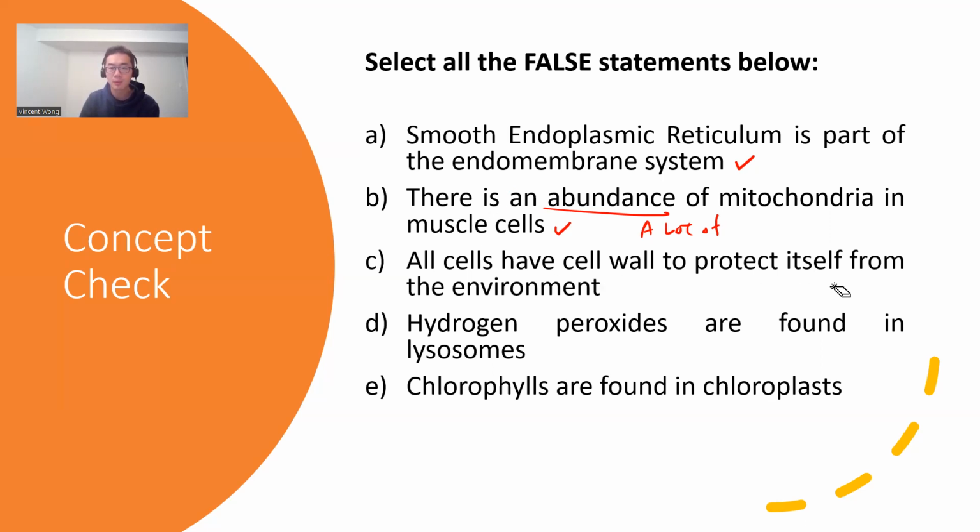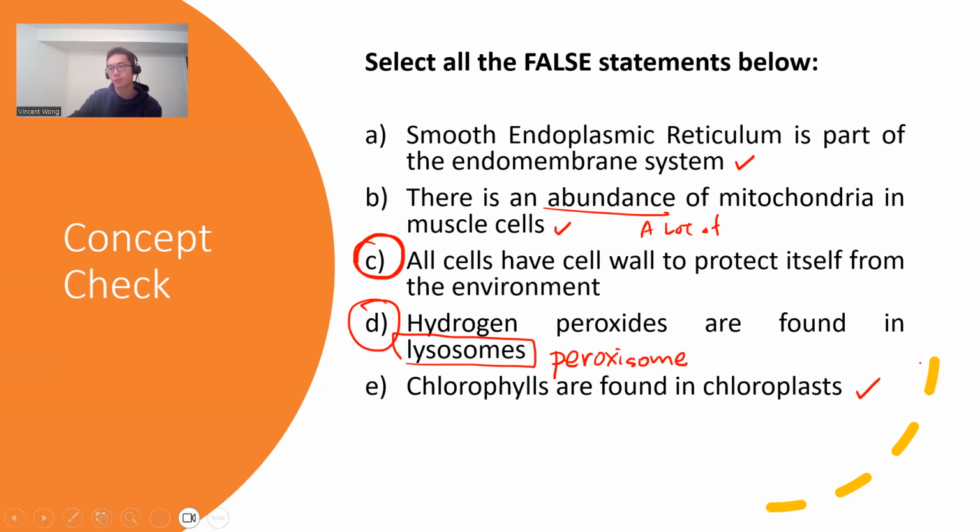All cells have cell walls to protect themselves from the environment. That is not true. Do we have cell walls? Absolutely not. Only plants do. We do not. Hydrogen peroxides are found in lysosomes. That is not true. It is found in the peroxisome. Chlorophylls are found in chloroplasts. That is true. So the only two statements that are not correct are C and D.